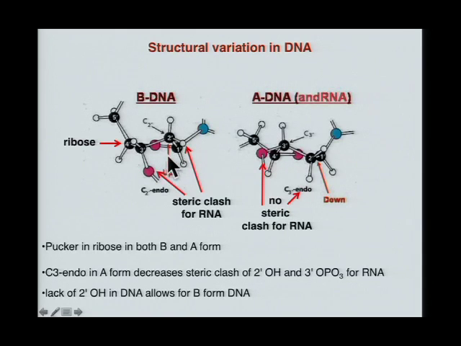In this form, you have these two groups, the 2' hydroxyl and the 3' phosphoester linkage. These are actually too close together. And so RNA can easily accommodate this configuration because of steric clash. Whereas here, you'll notice that the 3' phosphoester bond is way over here in relation to the hydroxyl group. So that's what actually drives this tendency of RNA to fit in here.